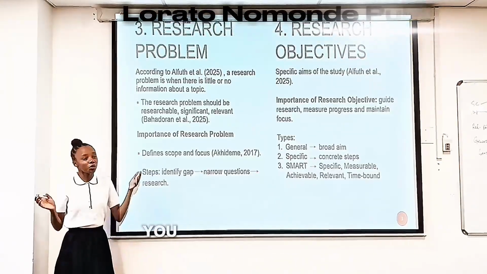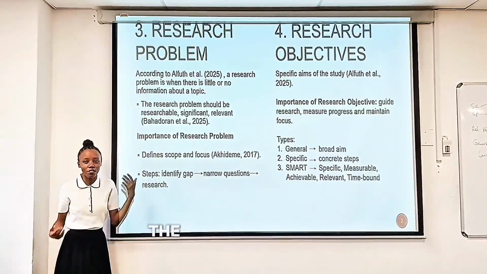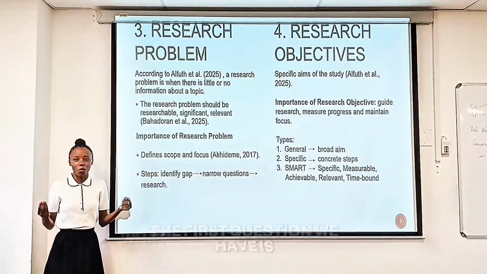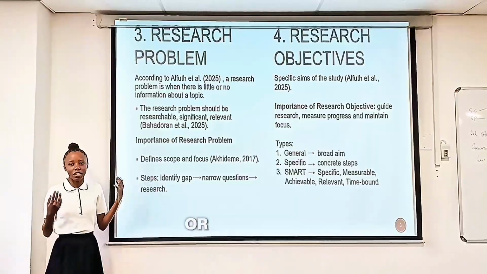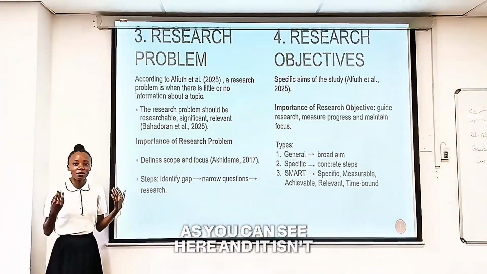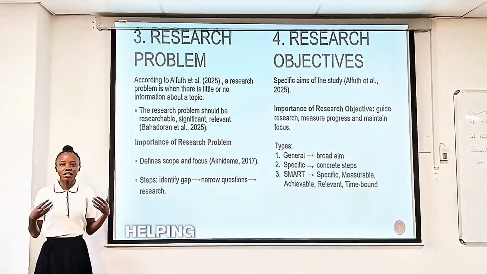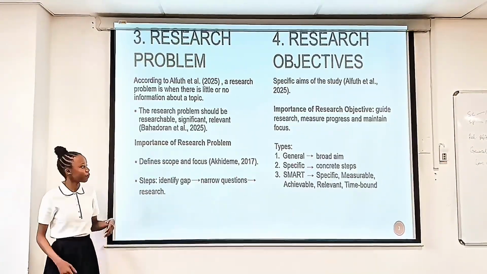I will be taking you through the third stage of research writing, which is the research problem. The first question we have is, what is a research problem? A research problem is a key issue or a gap that a study aims to address, as you can see there. And it serves as a guide helping the researcher to stay focused throughout the process of research writing.